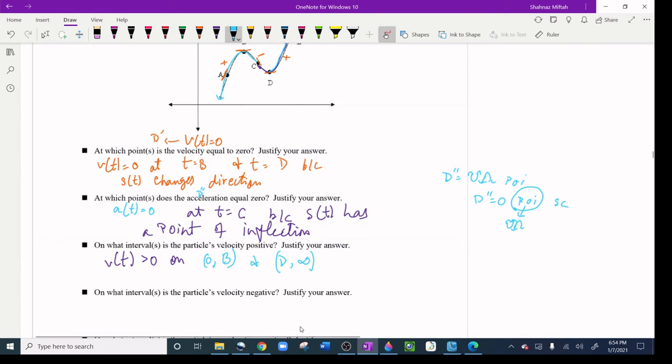Next. And justify, because S of t is increasing. Next one, on what interval is the velocity negative, which means less than 0? I can tell from b to d, that's where it's less than 0. So velocity is less than 0 on bd because S of t is decreasing.